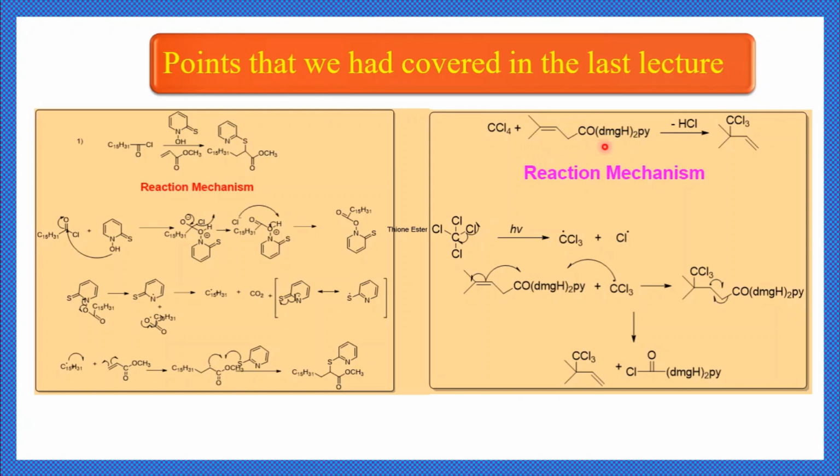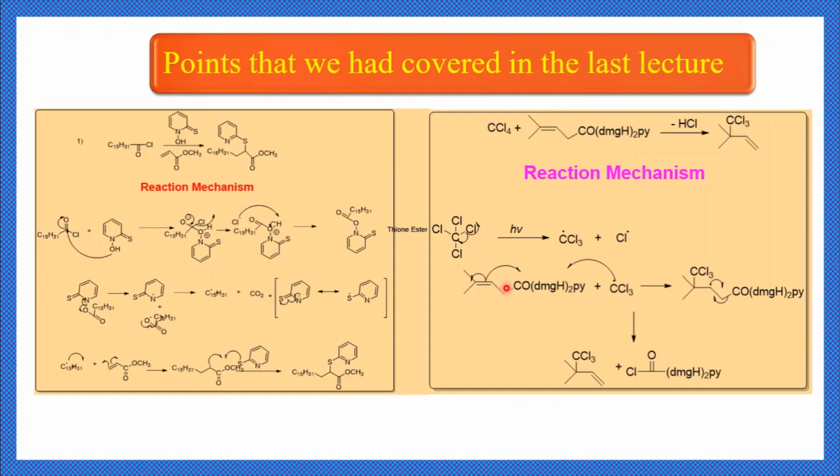In the CO bond cleavage, this is the reaction that we had learned in the last lecture: carbon tetrachloride, CCl4, reacts with this Co(DMGH)pyridine, and you will get this product. Again, we had learned its reaction mechanism. In the mechanism, this CCl4 undergoes homolytic cleavage. It generates CCl3 radical and chlorine radical, a trichloro carbon radical.